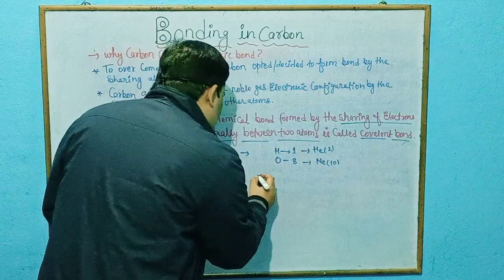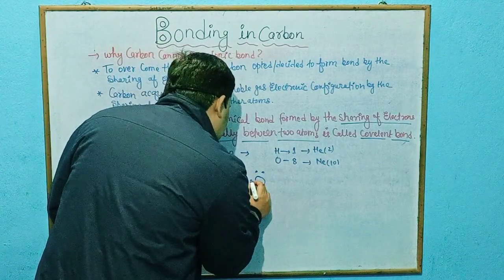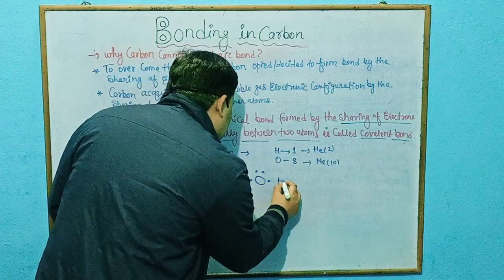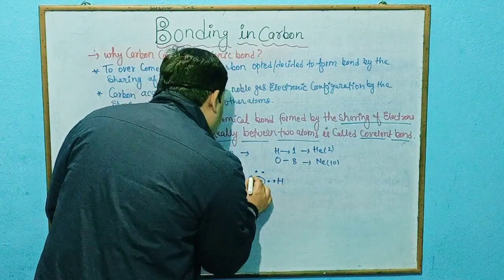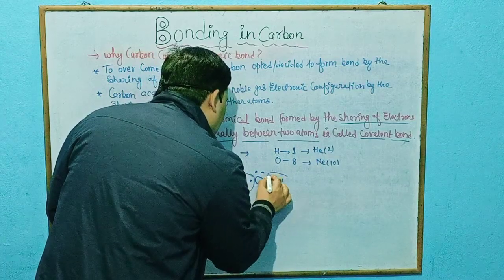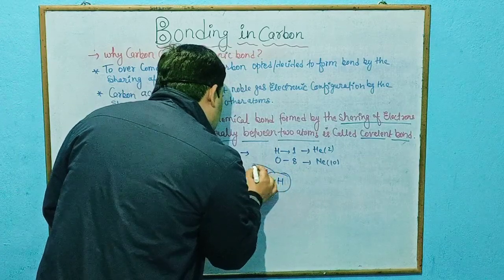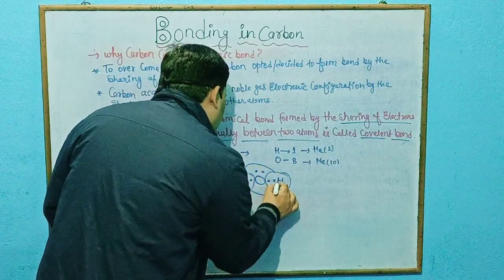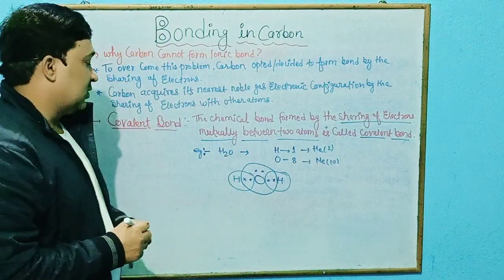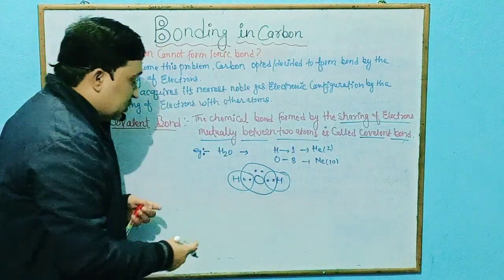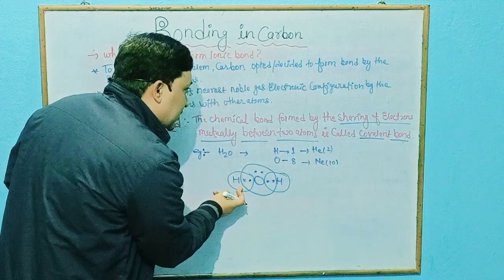So in H2O, the oxygen atom shares one electron of each hydrogen atom, and in turn hydrogen also shares one electron of oxygen. Each hydrogen atom shares one electron of oxygen. So here, these electrons are mutually shared between oxygen and hydrogen, right?